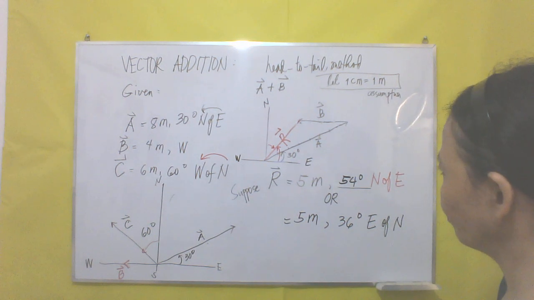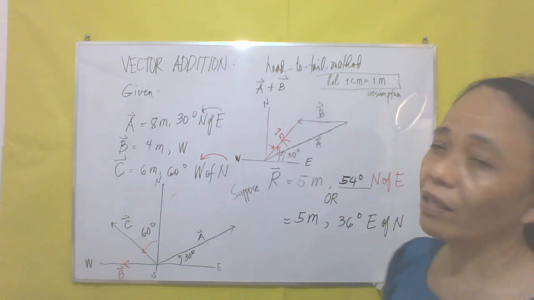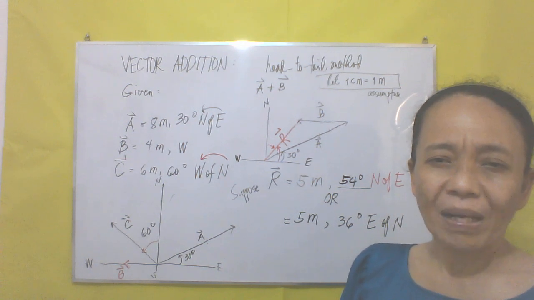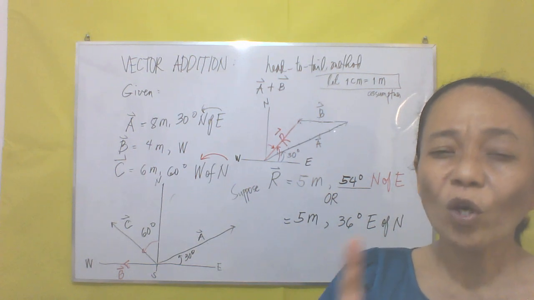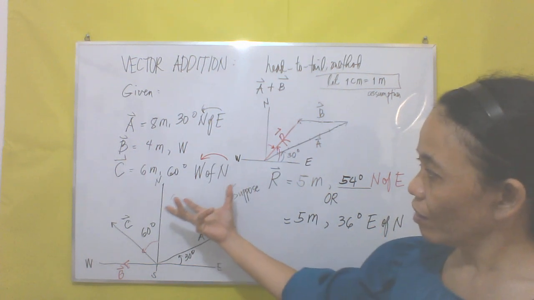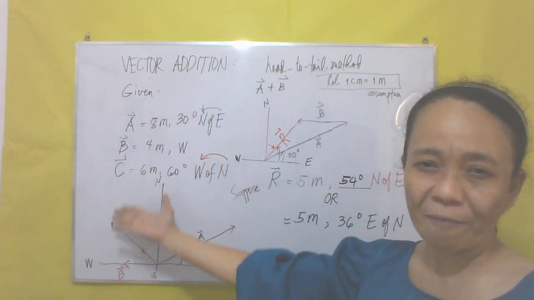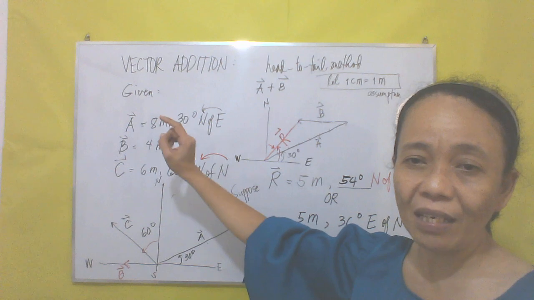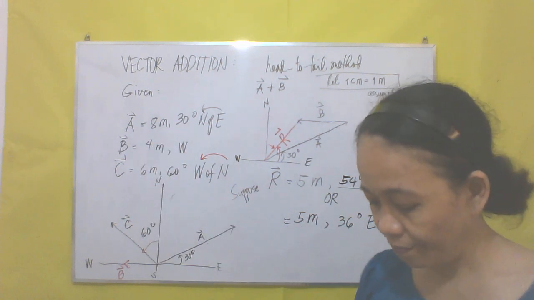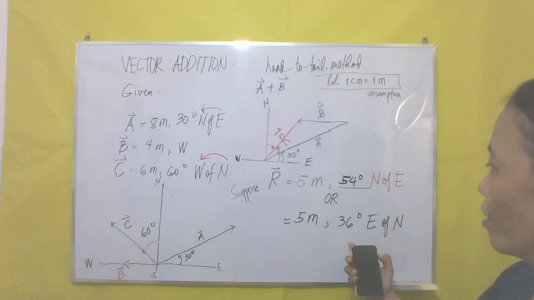Next, for the parallelogram method, or one more example. Supposing we're going to add all these three vectors, vector A, vector B, and vector C. No more question.